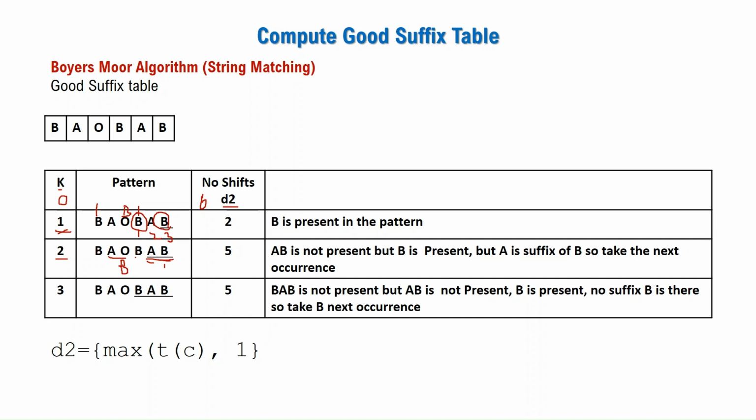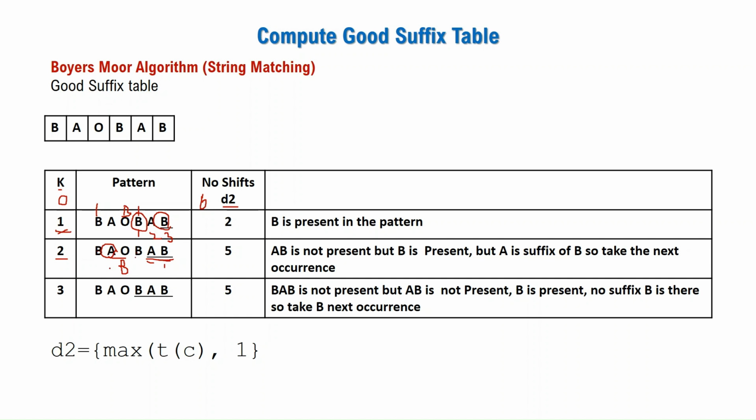Suppose B was there, but here B is not there. Then what is the value? If B was not there, obviously only A is matched here, but B is not matched. So it is a very simple thing. If B is not there and only A is there, simply take this value and check how many characters we have from this character. So 1, 2, 3, 4.